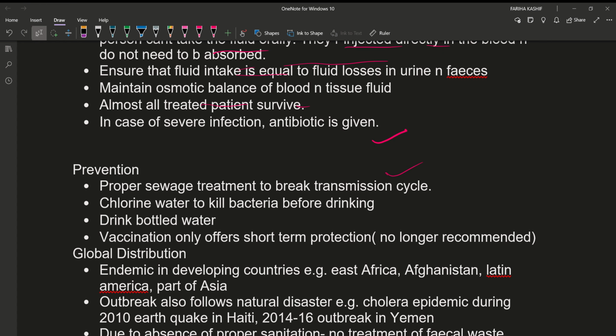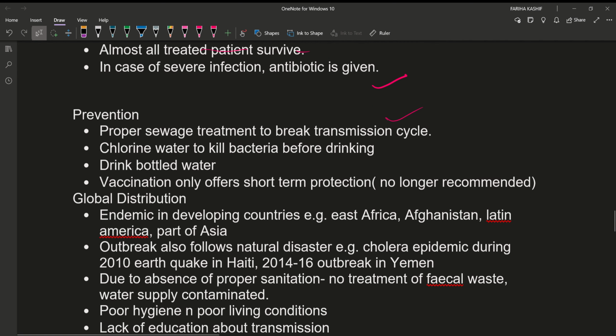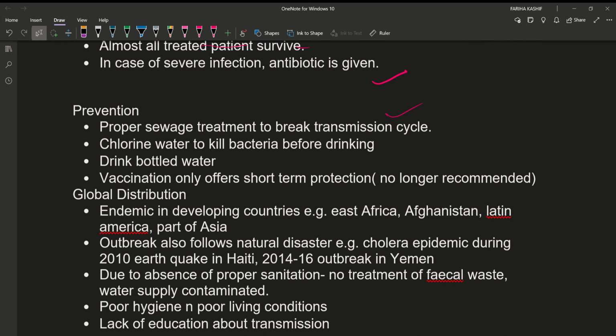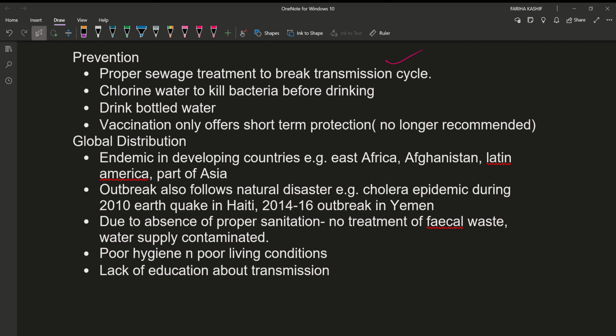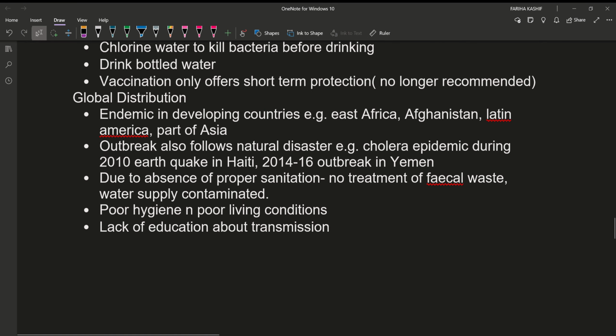Prevention: proper sewage treatment to break the transmission cycle. Chlorinated water to kill bacteria before drinking. Drink bottled water. Vaccination only offers short-term protection and it is no longer recommended. What is the global distribution? It is also part of your syllabus. Endemic in developing countries, East Africa, Afghanistan, Latin America, and parts of Asia. Outbreaks also follow natural disasters.